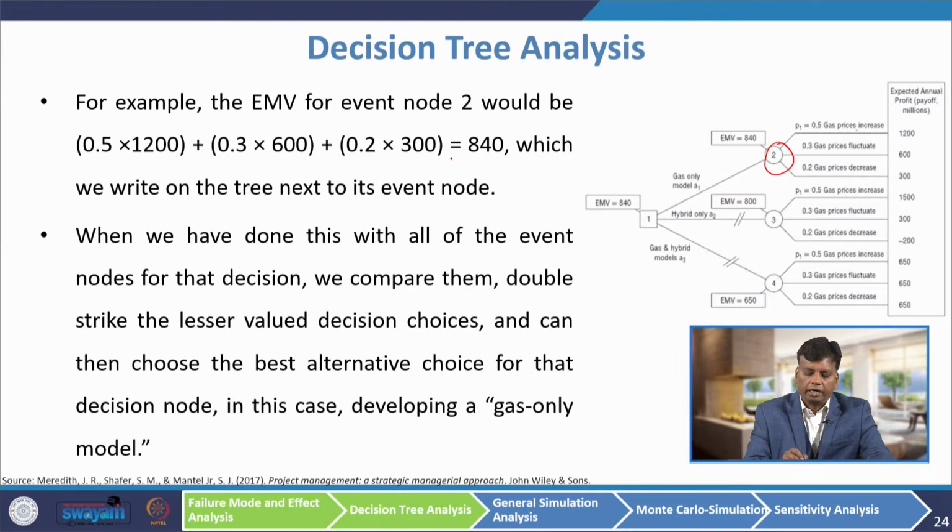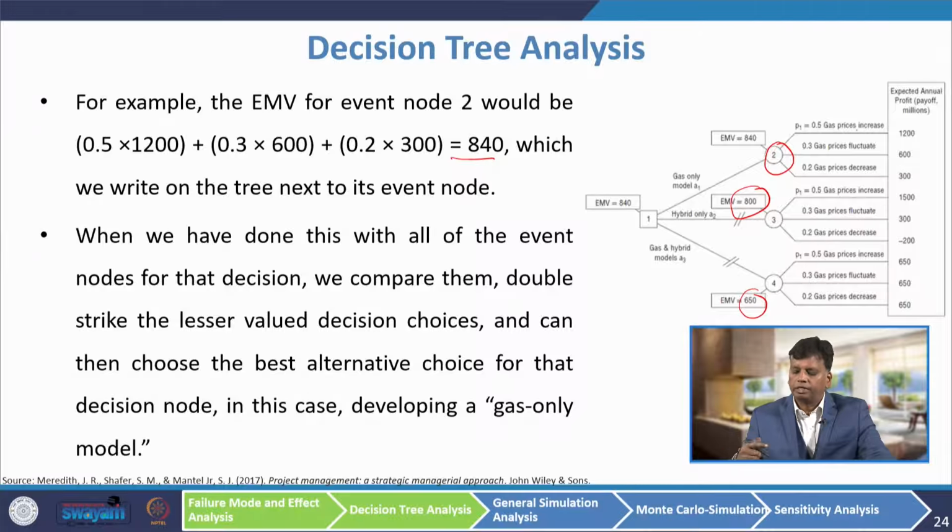So, we are getting 840, which we write on the tree next to the event. Similarly, we have done here 800, similarly here 650. When we have done this with all of the event nodes for the decision, we compare them and then double strike the lesser valued decision choices.